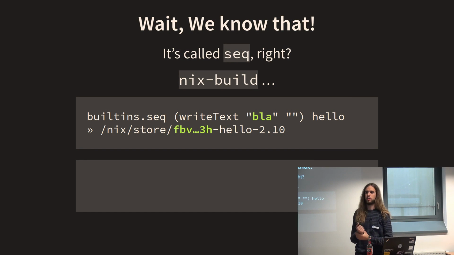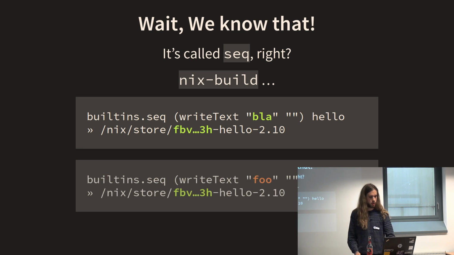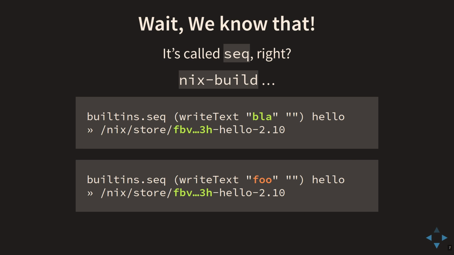Calling seq with a new simple derivation, which just writes the text to the file blah, and then returns hello, and we get hello. Okay, that seems fine. And then let's try it with the file foo. We change the left one to foo, and oh, crap. We get the same hello, but the tests have changed, so maybe it should be a different hello. Yeah, we can see that hello clearly hasn't depended on the test. So we are very sad.